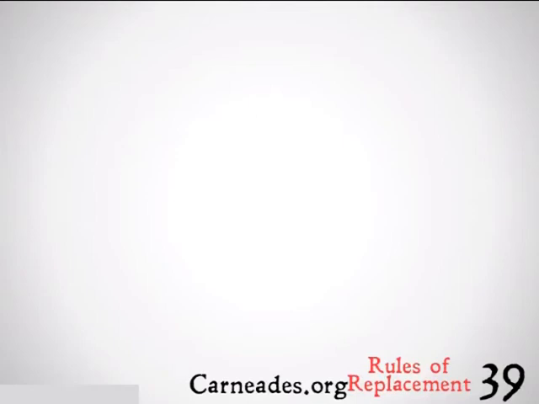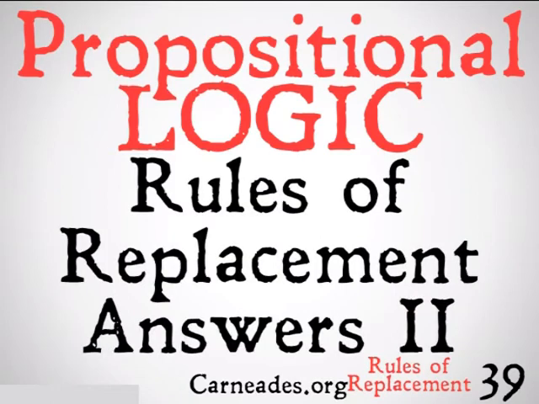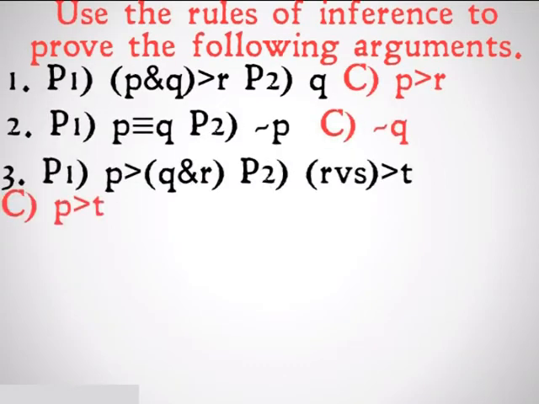Today we're going to be continuing with propositional logic, looking at the second set of answers to the problems I gave you on the rules of replacement. These are going to be some pretty tough problems because you're now allowed to use all 18 rules of inference. Let's take a look at the problems. So, here were the problems.